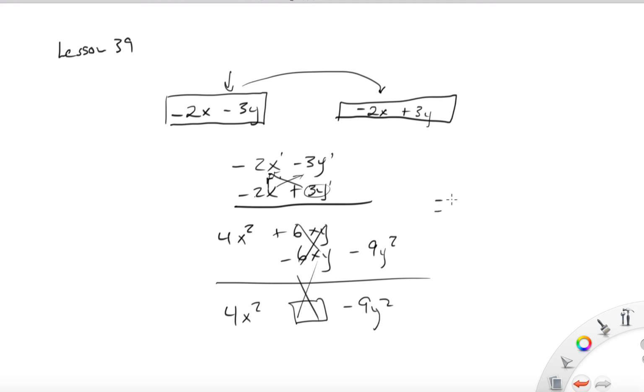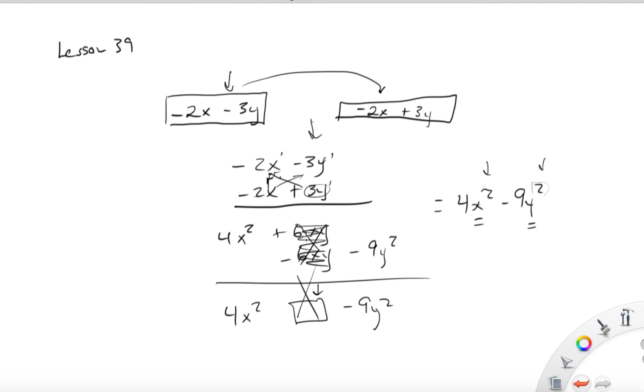So a conjugate pair skips this middle term. We're going to have a total of 4x squared minus 9y squared. And you'll notice these two individuals, the x and the y, are both squared. When we multiply conjugate pairs, it makes sense that we're going to have two of each of them, but we're going to miss this middle part. That's half the lesson.